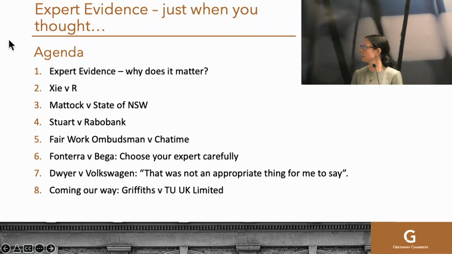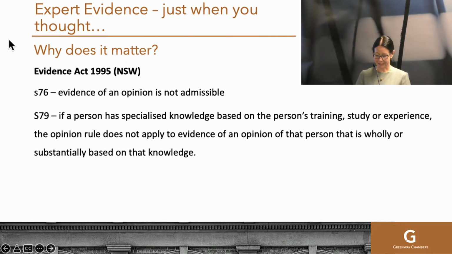So I'll start with the usual reminder of why any of this matters, what we are talking about evidence for, and a reminder that we usually need expert evidence to prove a claim or to defend a claim. And in order to get that evidence before the court, we have to deal with the Evidence Act. And we'll probably all remind ourselves that the Evidence Act is a series of rules and then exceptions. And relevantly, the starting point for expert evidence is Section 76, and that starts with opinion evidence is not admissible.